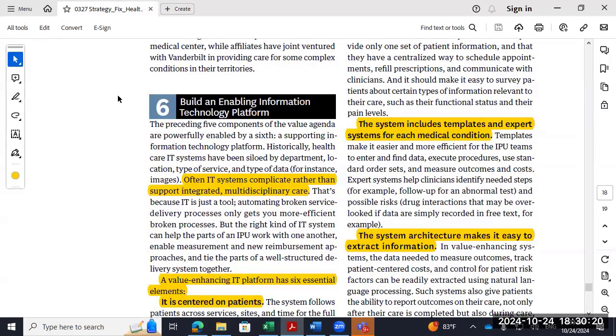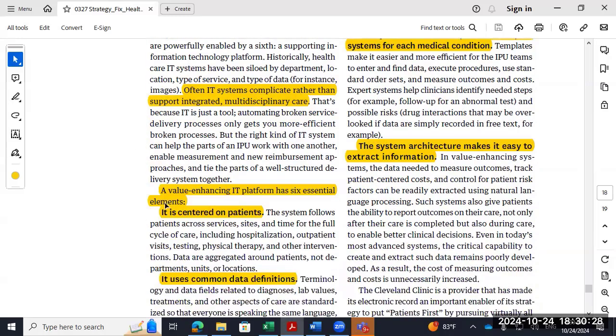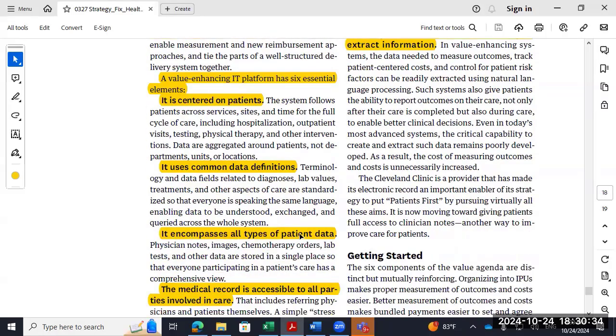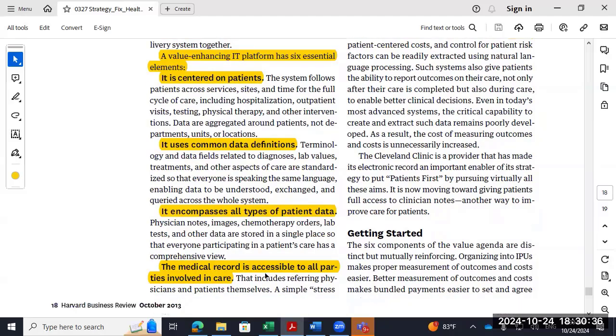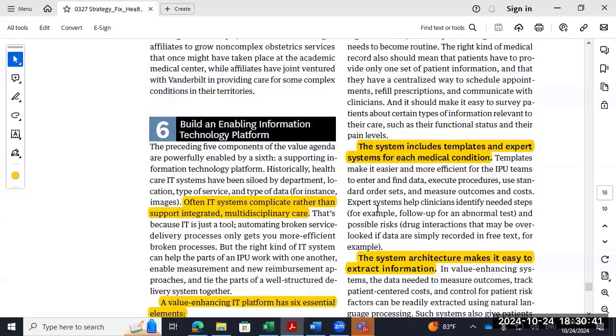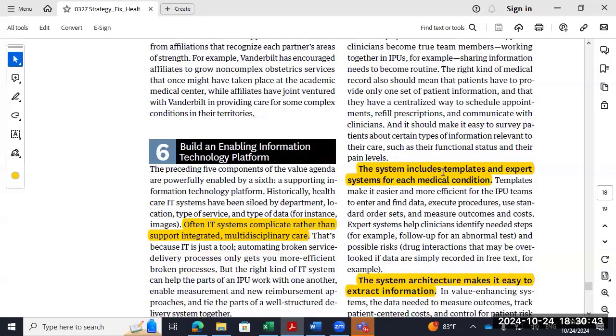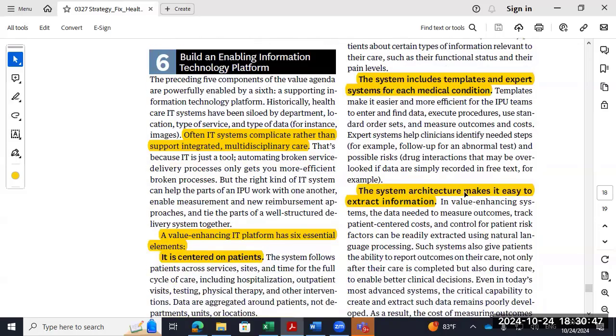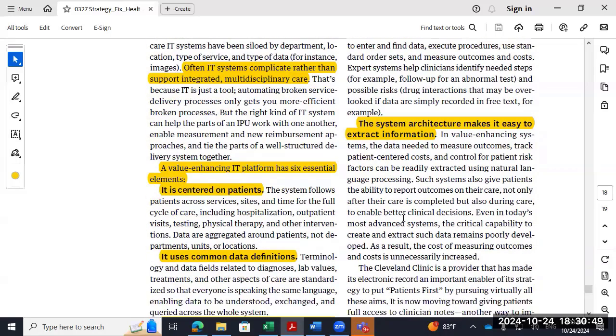And then technology. Often technology complicates rather than supports integration. A value-enhancing IT has 6 elements: it is centered on the patient, uses common data definitions, and encompasses all types of patient data. The medical record is accessible to all parties involved in the care. The system includes templates and expert systems for each medical condition. The system architecture makes it easy to extract information.